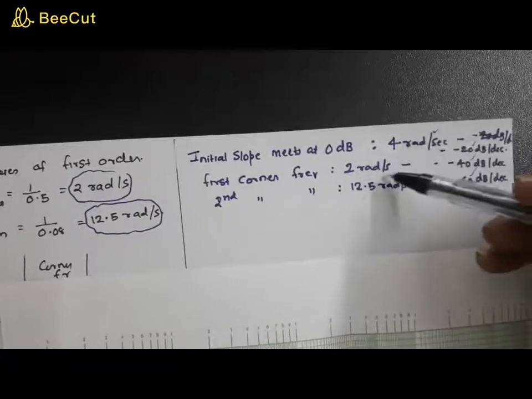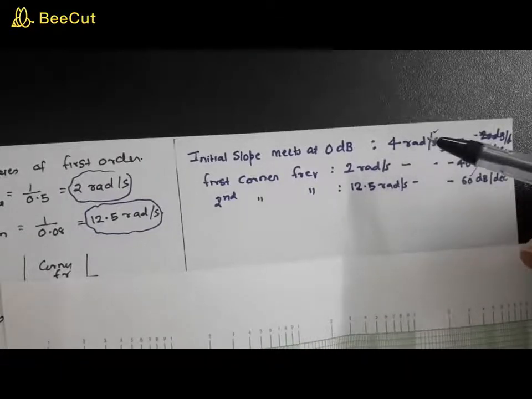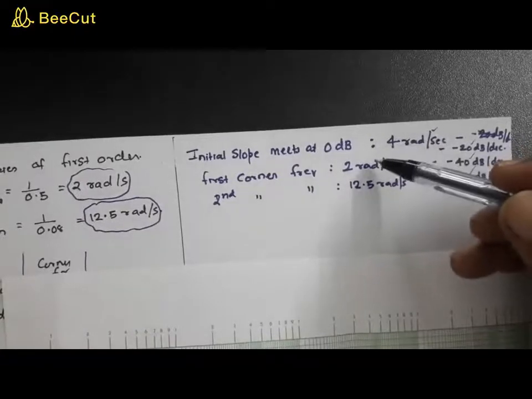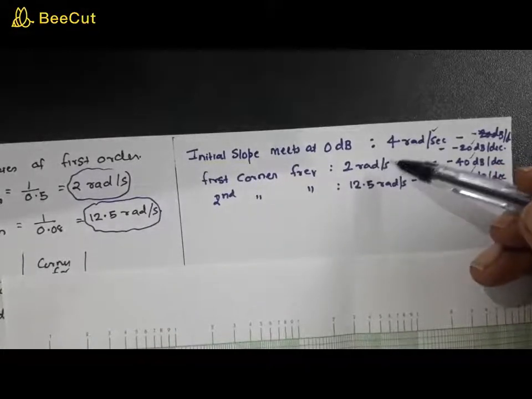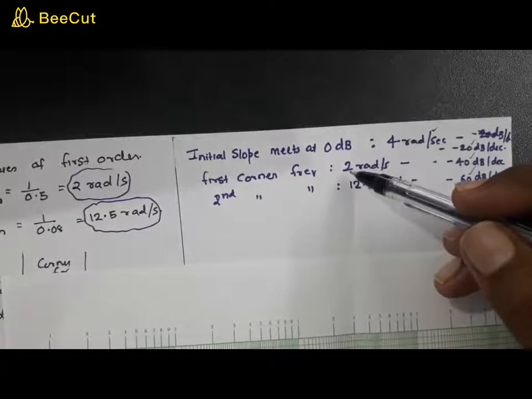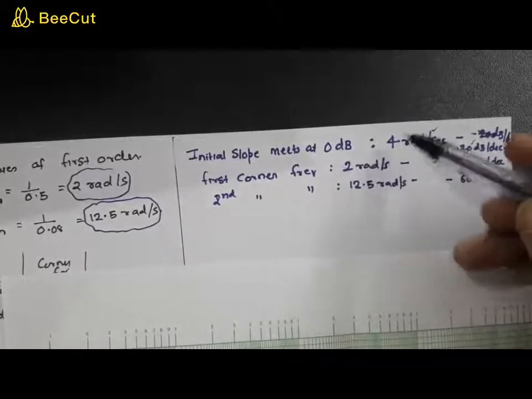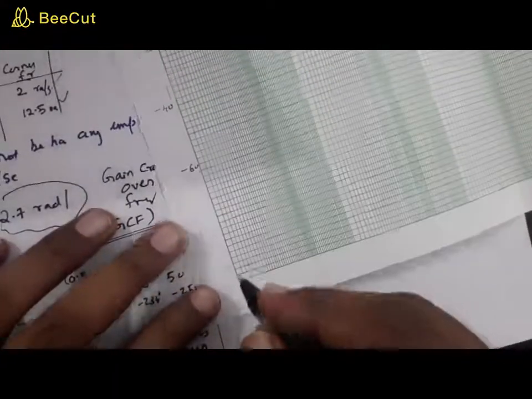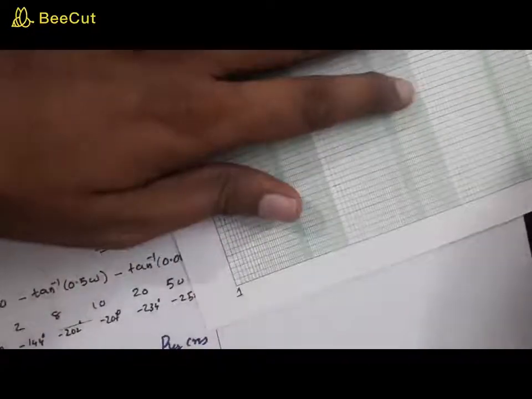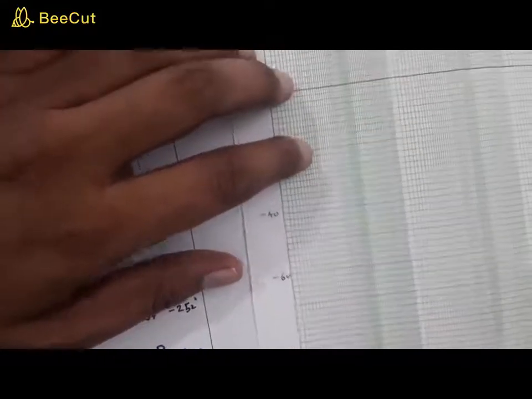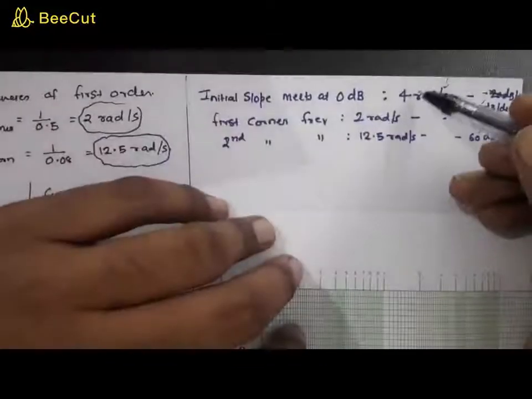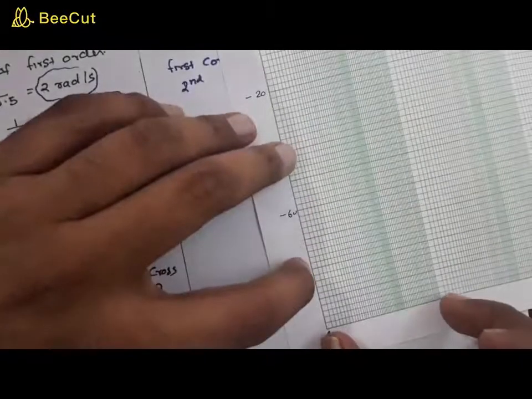So these are the values in between 2 decades, right? The 4 and 2 are values that come in between 1 and 10, the 1 and 10 decade. So along the x-axis you can mark this as 1, this one as 10, this one as 100, and so on. So these two points, 4 and 2, come within this decade.